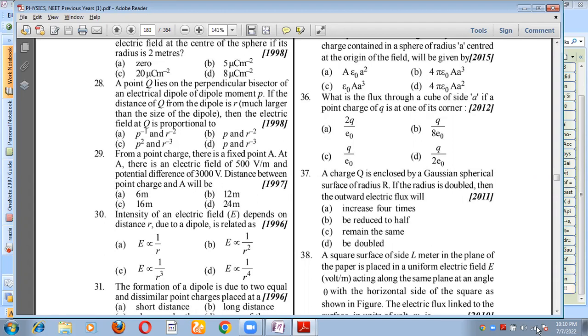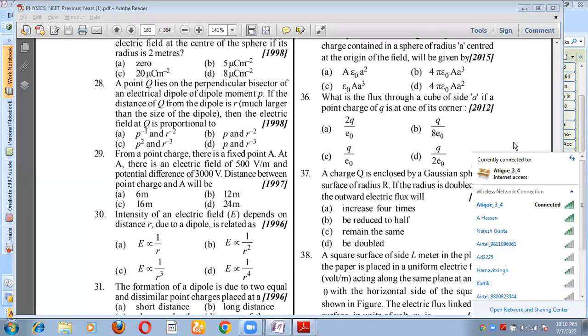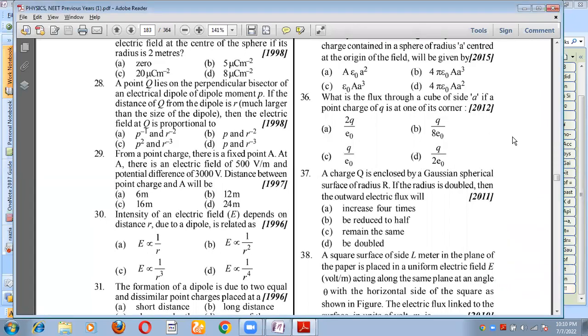Sir, it will be same, sir. Gaussian surface is independent of the area. Why? Surface area depends upon radius. In the flux, E dot ds, the area is changing whenever the radius is changing. Whenever the radius changes, the area also changes.